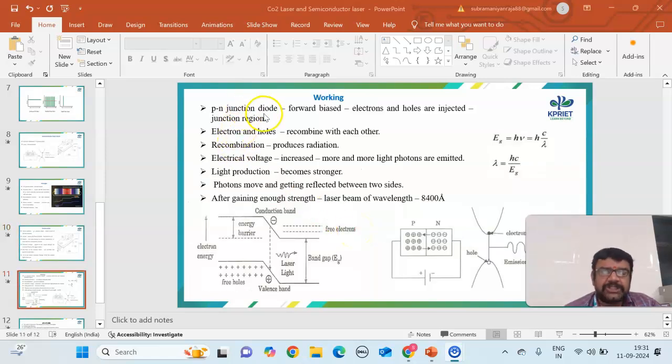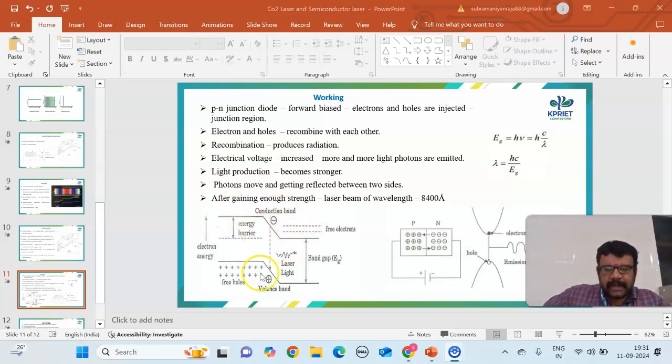As the PN junction diode is forward biased, electrons and holes are injected into the junction region. They recombine with each other. Recombination produces radiation. This will stimulate further radiation as the electrical voltage is increased. More and more photons are emitted. As a result, light production becomes stronger, which we call intense laser radiation. Photons move and get reflected between the two faces. After gaining enough strength, a laser beam of wavelength around 8400 Angstrom comes out.